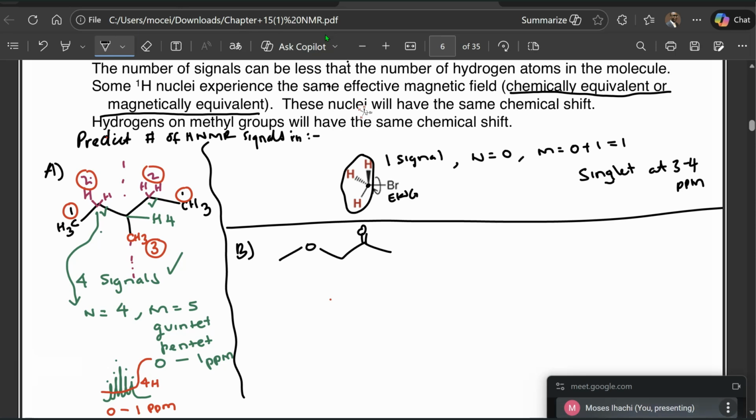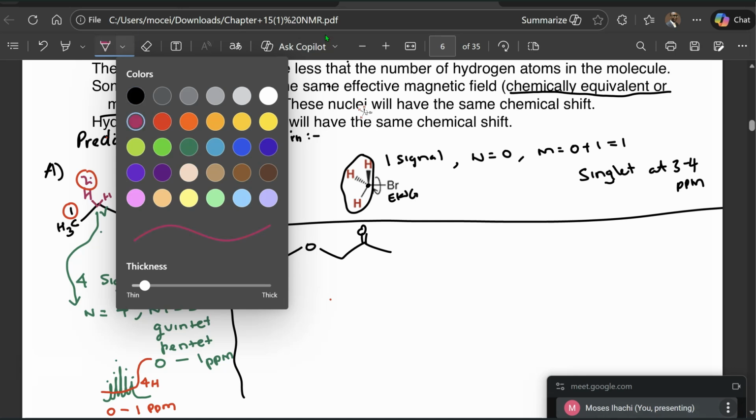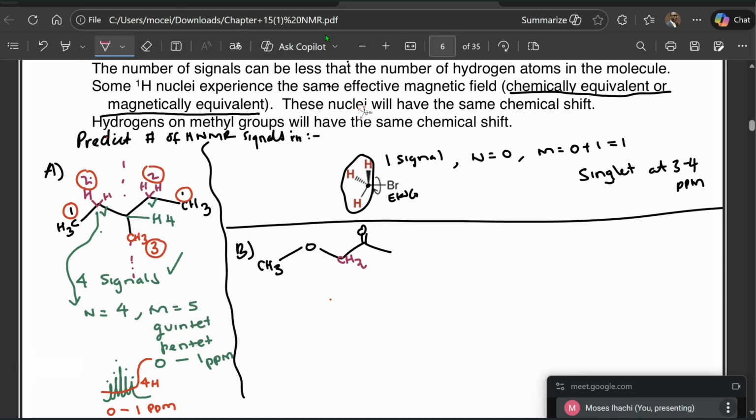How many signals on that one? Before we look at something else. Is it 4? Let's go colorful. That one is so unique. This one is unique by himself, and this one is by himself. So how did you get 4? I counted the oxygen. Is oxygen a proton? No. Okay, so only count the protons.